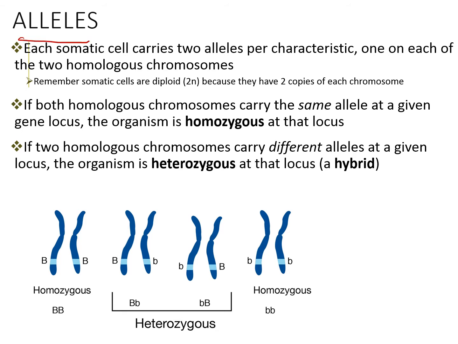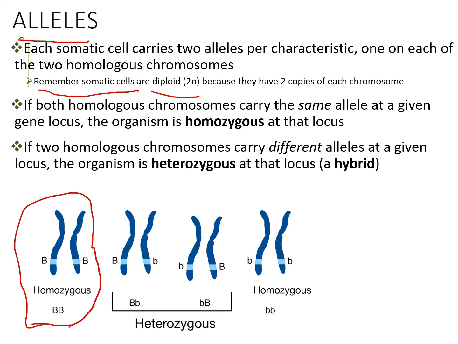So, speaking of alleles, each somatic cell carries two alleles per characteristic, one on each of the two homologous chromosomes. And that is because, remember, somatic cells are diploid, so they have two copies of every chromosome and also two copies of every gene. If both homologous chromosomes carry the same allele at a given gene locus, we say that that organism is homozygous at that locus. So they have two copies of the same allele. We can look down here at the bottom left.